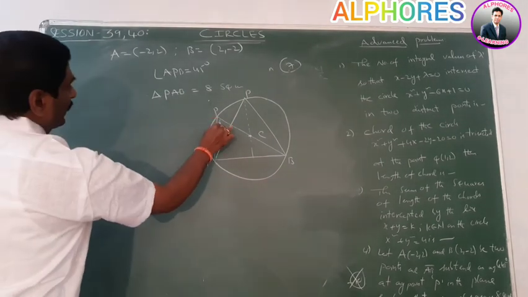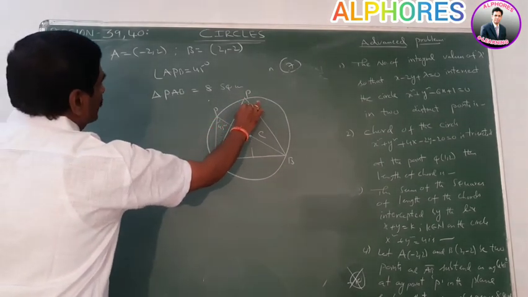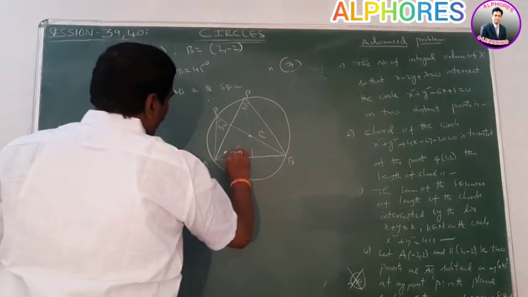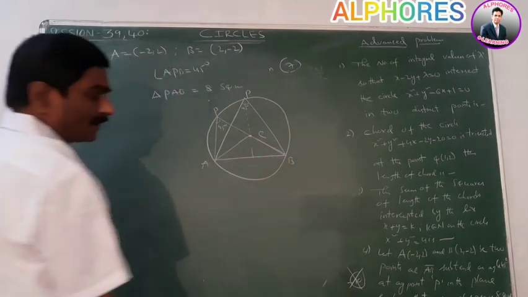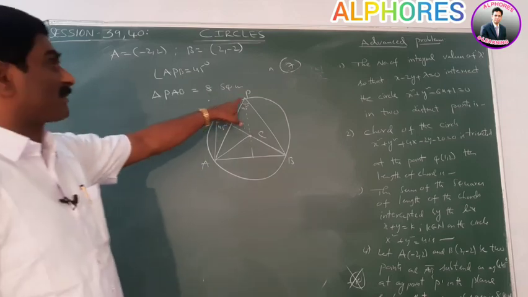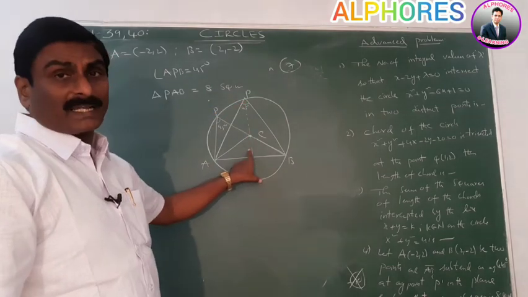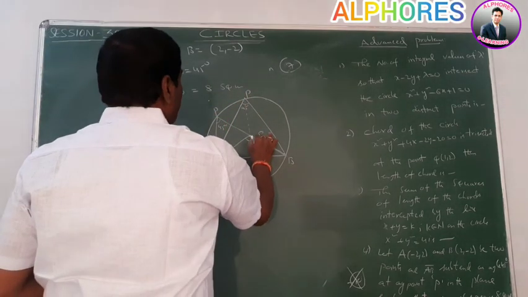This angle is 45 degrees. This angle is also 45 degrees. Join AC and CB. The angle in any segment of the circle is equal to half of the angle covered by the remaining segment at the center. It is 45, that means it is 90 degrees.